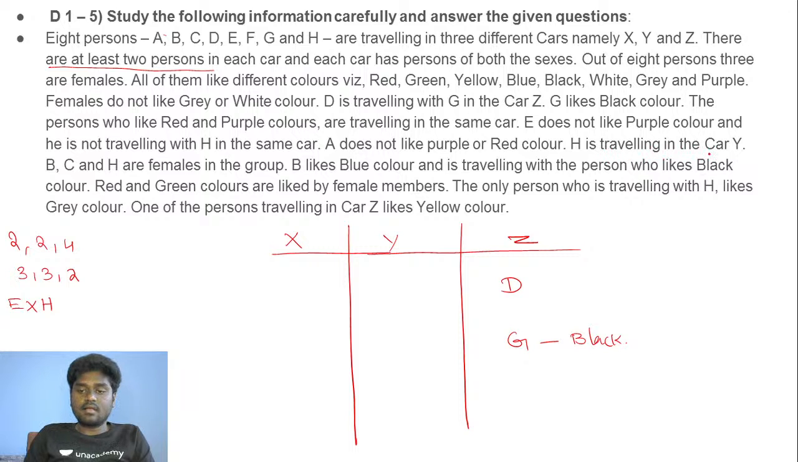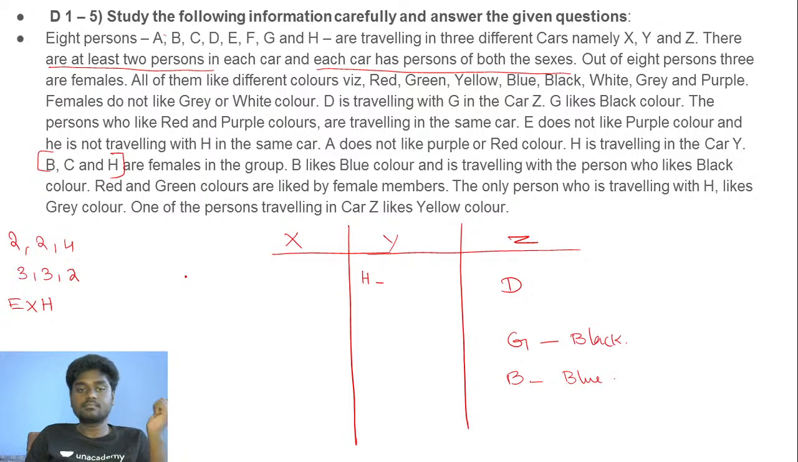And the next thing, H is traveling in the car Z, they say. B, C, and H are females in the group. Okay, so listen carefully. You know the fact that out of A, B, C, D, E, F, G, H, B, C, and H are females. So if H is here, then definitely the rest of 2 females, that is B and C, one should be there in the car X and one should be there in the car Y. Why? Because they have clearly said each car has persons of both the sexes. Okay, fine. And B likes blue color. Okay, listen. B likes blue color and is traveling with a person who likes black. So definitely B is here, who likes blue.